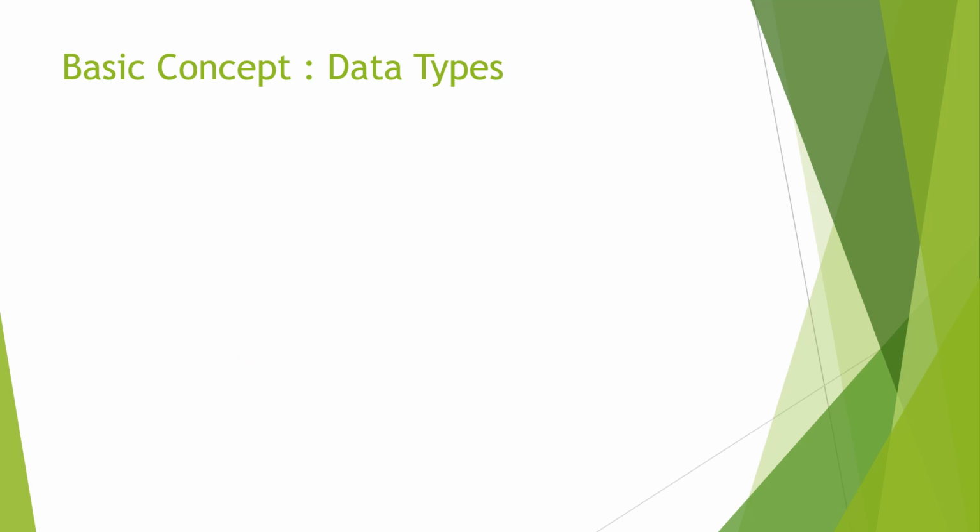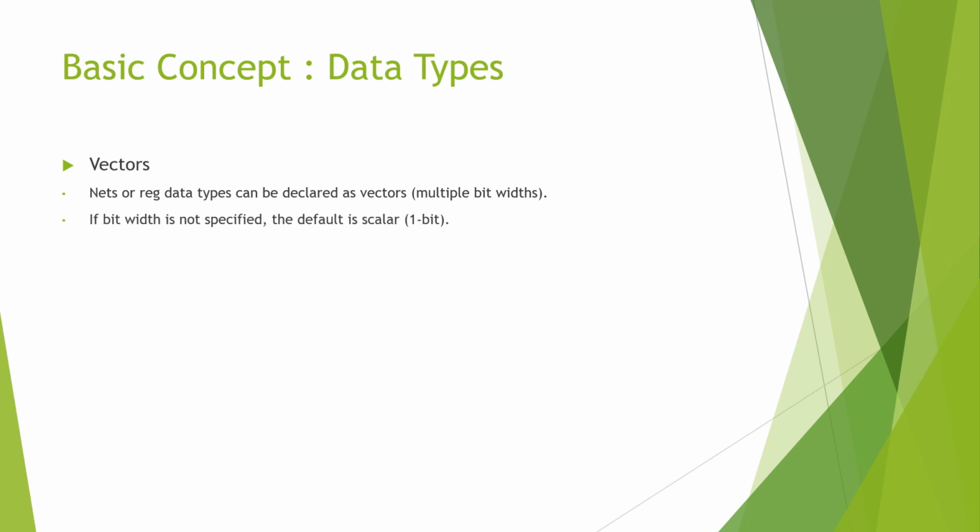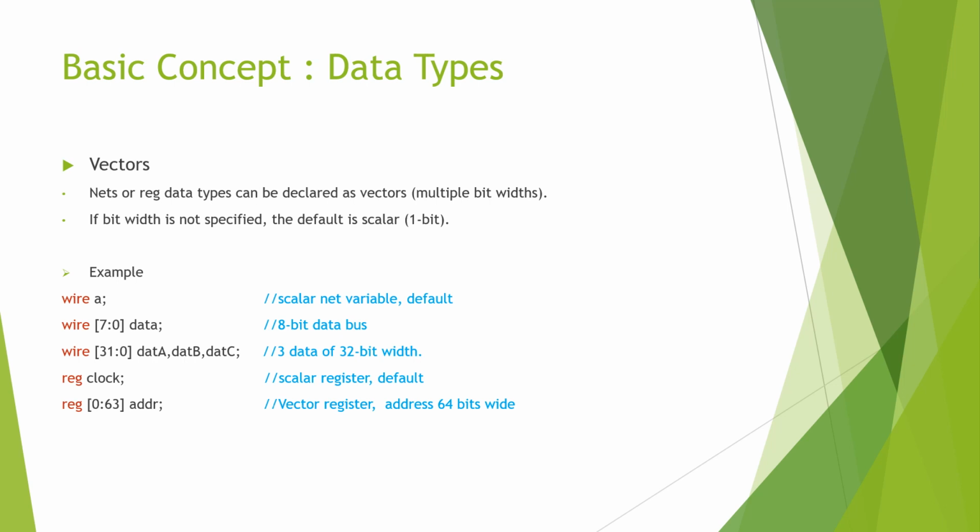Now let's come to vectors. Reg and wire are by default scalar data types, but we can declare them as vectors, meaning multiple bit width. Let's see some examples of vector data types. wire A is a 1-bit variable. wire [7:0] data is an 8-bit wire, or we can call it a data bus. wire [31:0] dataA, dataB, dataC; we can declare multiple data buses like this. All three data buses are 32 bits wide.